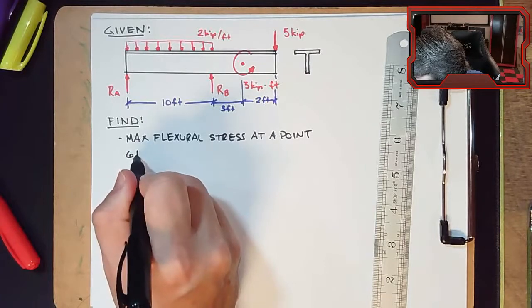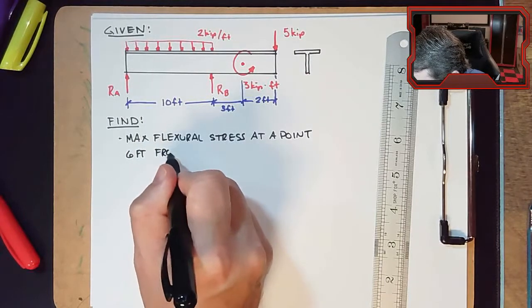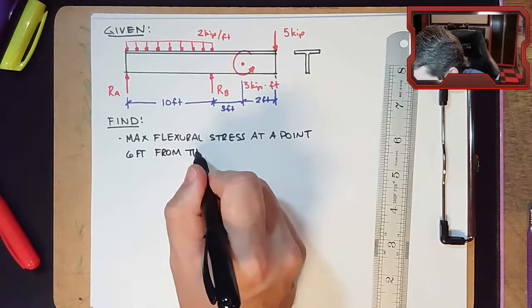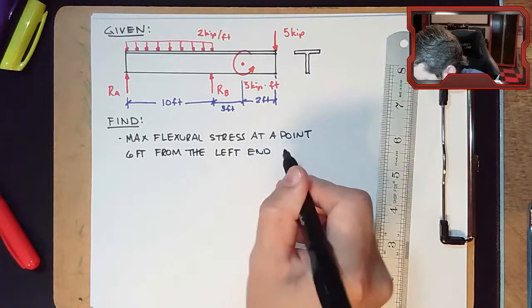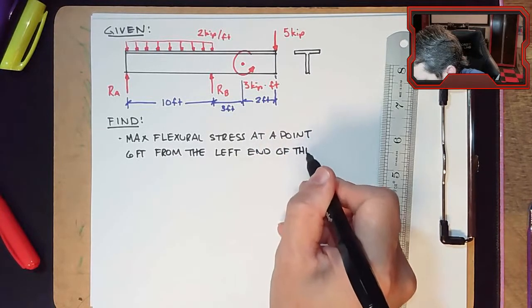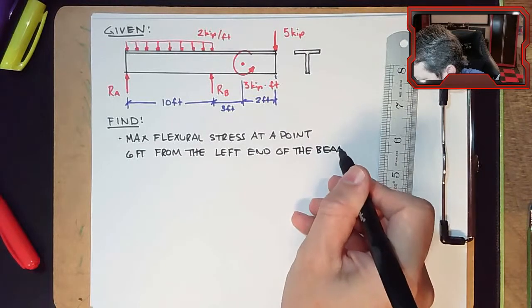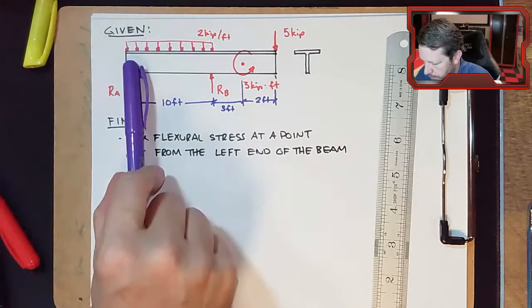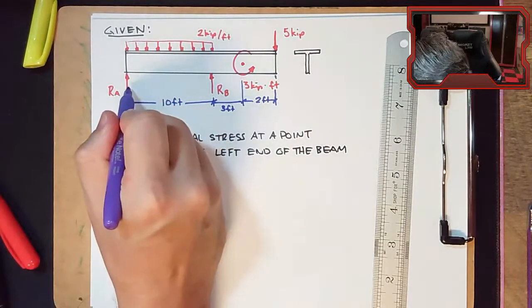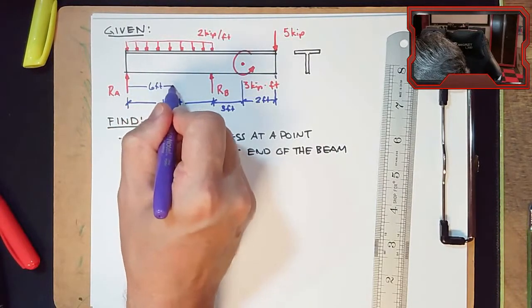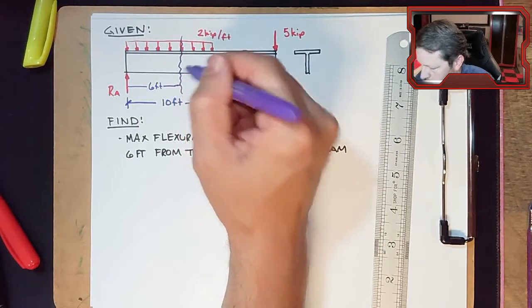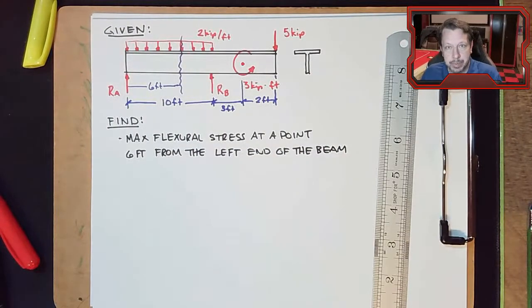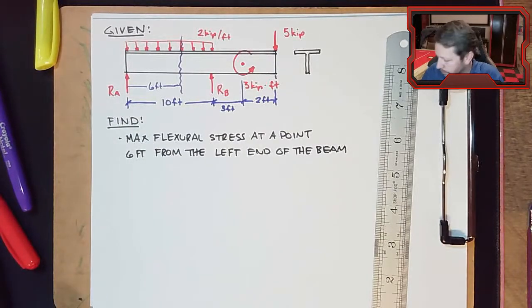6 feet from the left end of the beam. So in other words, if I measure over from the beam, go over 6 feet, and chop it open right there, what's the stress in that particular section of the beam? And I want to know the maximum one. So not just any stress there, the maximum stress.